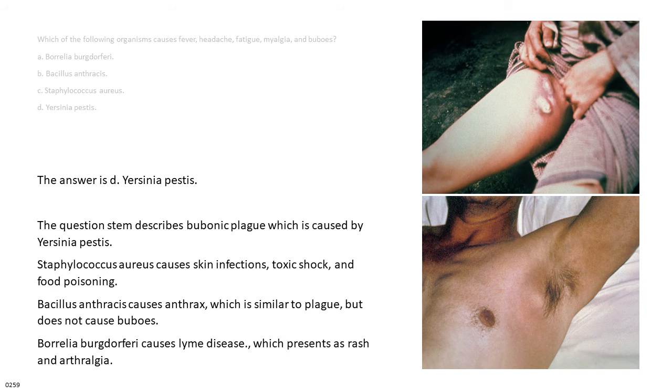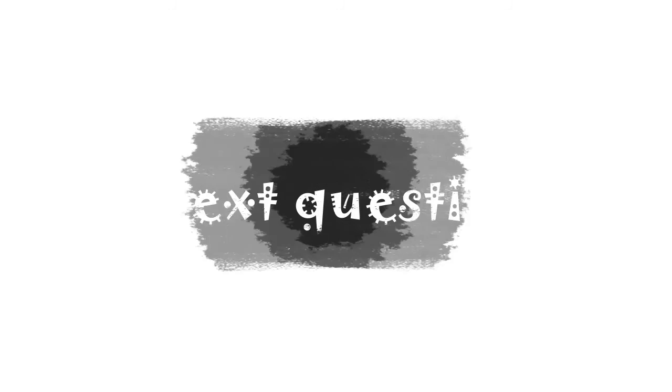The answer is D. Yersinia pestis. The question stem describes bubonic plague, which is caused by Yersinia pestis. Staphylococcus aureus causes skin infections, toxic shock, and food poisoning. Bacillus anthracis causes anthrax, which is similar to plague, but does not cause buboes. Borrelia burgdorferi causes Lyme disease, which presents as rash and arthralgia.